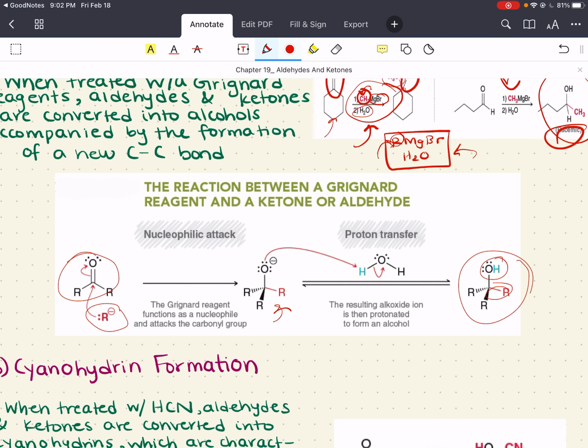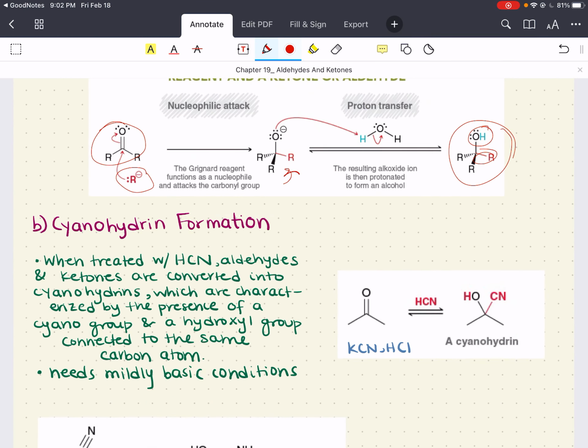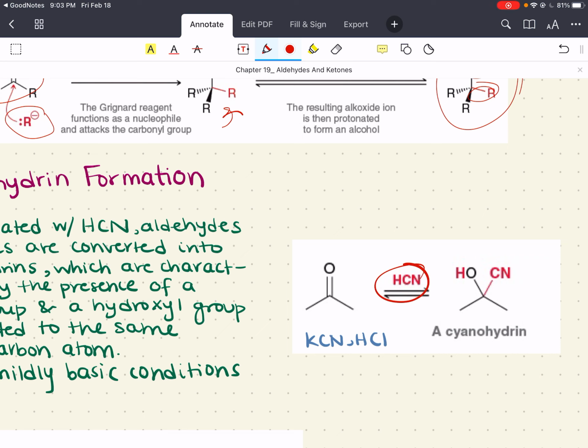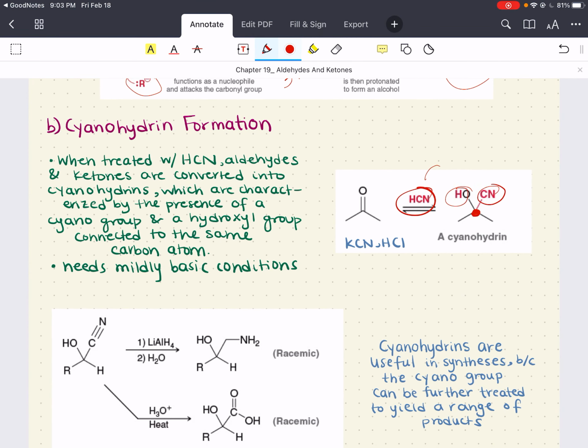We're going to get into a few problems in a second, but let's also discuss another carbon nucleophile addition reaction that can happen with ketones and aldehydes, and this is called cyanohydrin formation. When you treat a ketone or aldehyde with hydrogen cyanide, or HCN, your ketones and aldehydes are converted into cyanohydrins. This is characterized by the presence of a cyano group and a hydroxyl group connected to the same carbon. This reaction usually requires mildly basic conditions, and the mechanism involves a nucleophilic attack followed by a proton transfer.